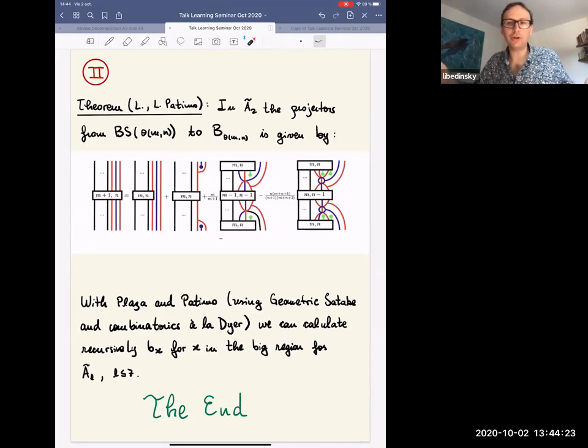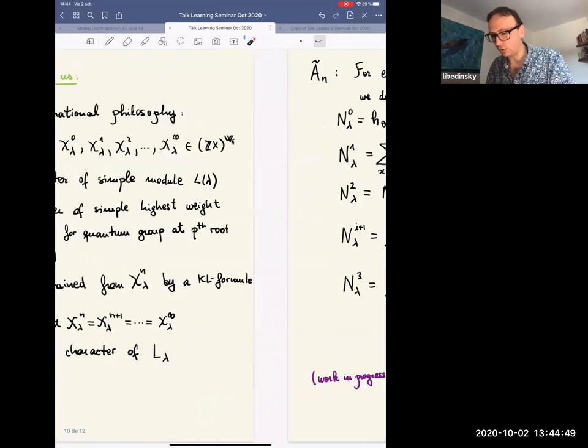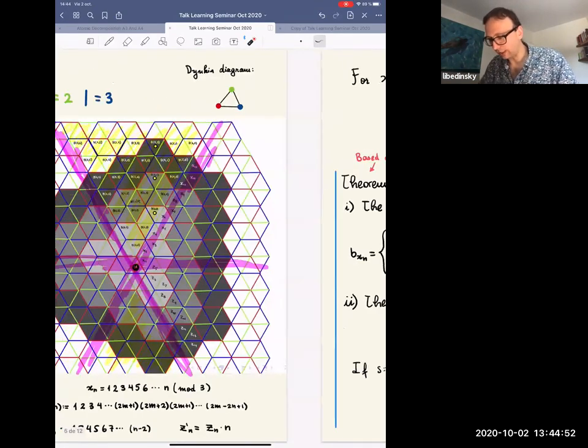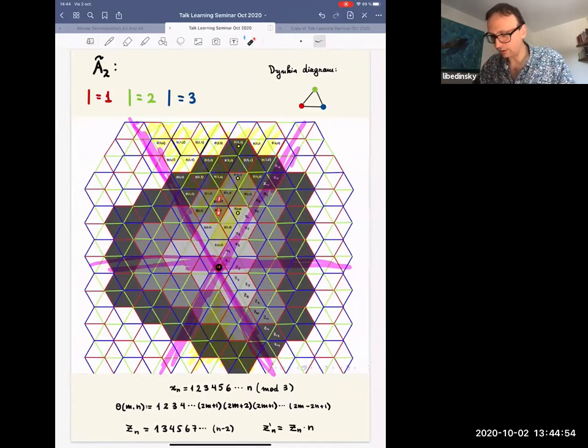I mean, you want to have all the projectors. You would like to have the projector for any element in the affine Weyl group, but I'm just saying that the steps that I see as reasonable are first proving the analog of this in AN tilde, then going to the big regions that have beautiful recursive formulas to go from here to here in this case.